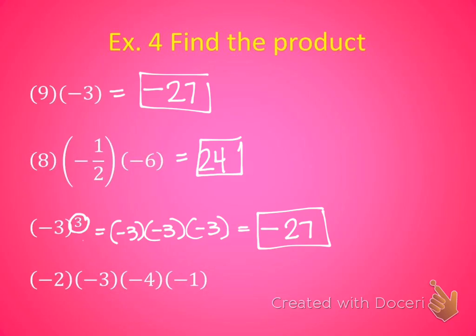Okay? All right, count these up. How many negative signs do I have? 4. So what's my answer going to be? Positive or negative? Positive, so I just multiply. 2 times 3 is 6. 6 times 4 is 24. Times 1 is 24.